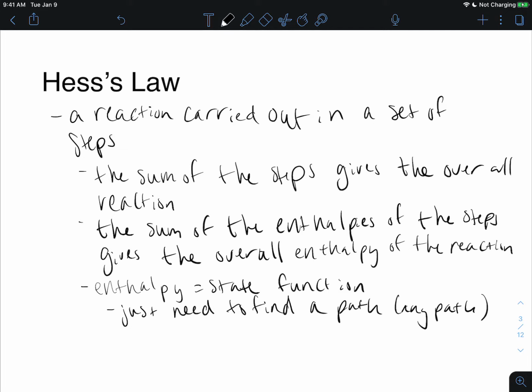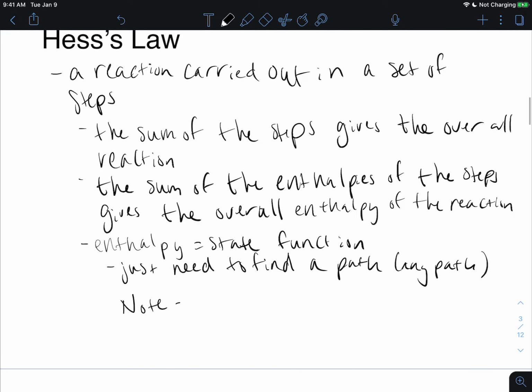Keep in mind, a note, states are important. You must keep your states in check. You must pay attention to the states of the reactions that you're adding together and make sure that the states at the end are correct for your overall reaction.